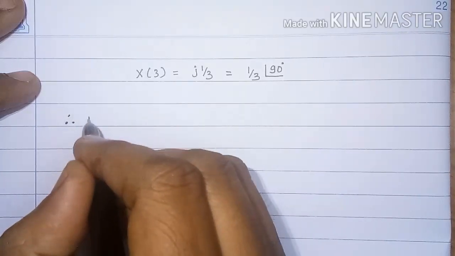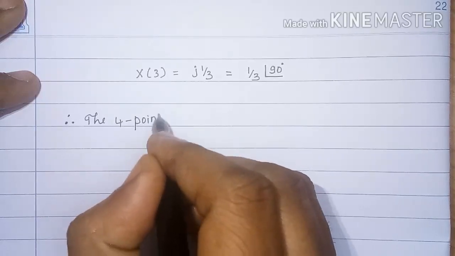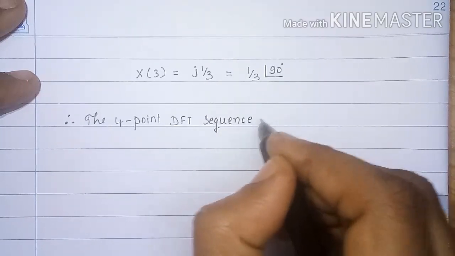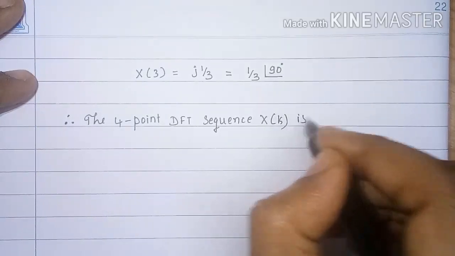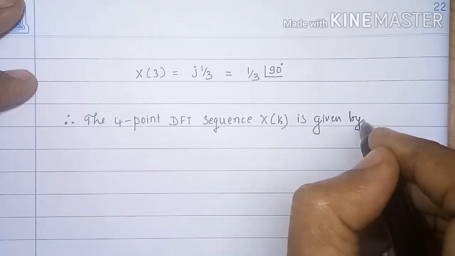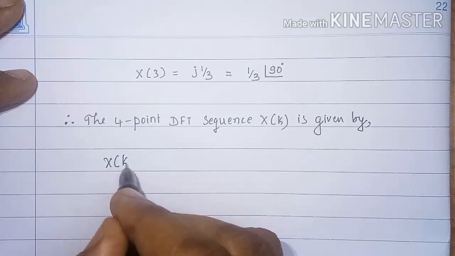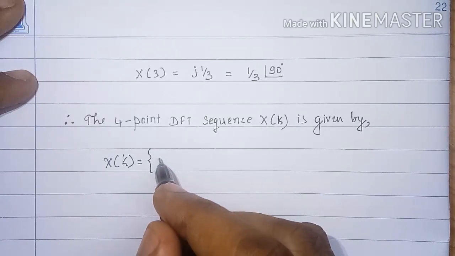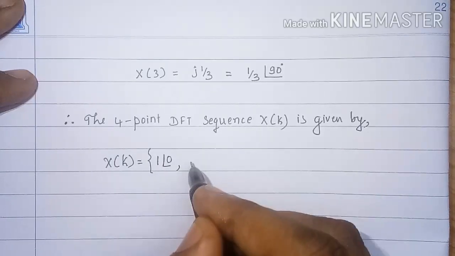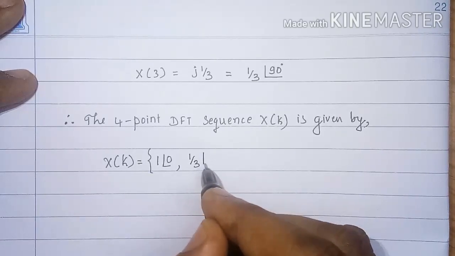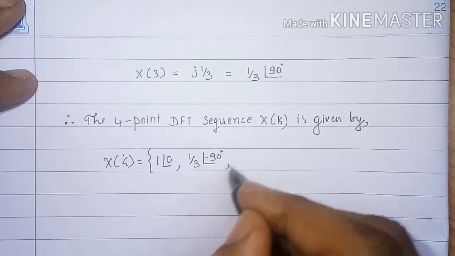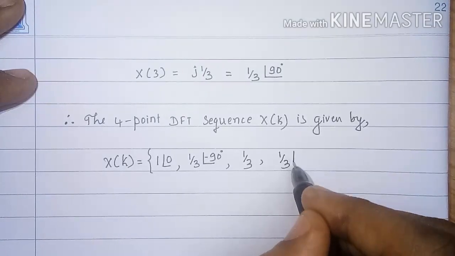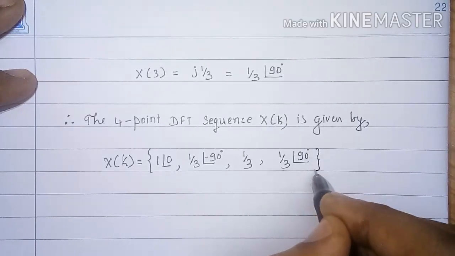Therefore, the 4-point DFT sequence x of k is given by x of k equal to 1 at an angle of 0, 1 by 3 at an angle of minus 90 degree, 1 by 3, and 1 by 3 at an angle of plus 90 degree.